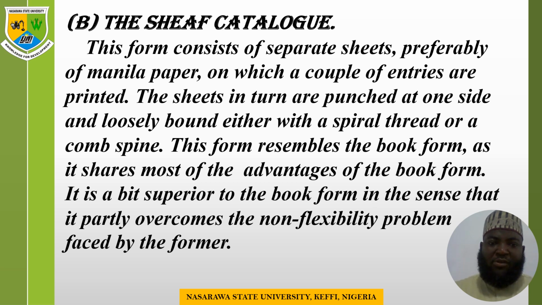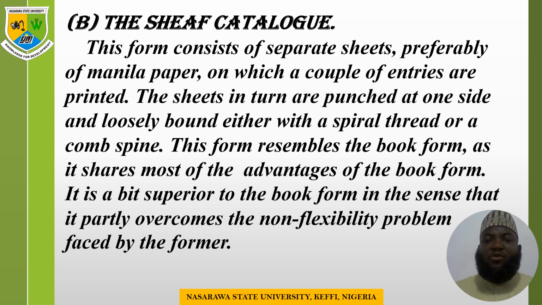The next one is the sheet catalog. This one is in form of a separate sheet, just like a handout, preferably of manila paper, on which a couple of entries are printed. The sheet is punched at one side and loosely bound, either with a spiral thread or a comb spine. This form resembles the book form, as it shares most of the advantages of the book form. It is a bit superior to the book form in the sense that it partly overcomes the non-flexibility problem faced by the former type of catalog.